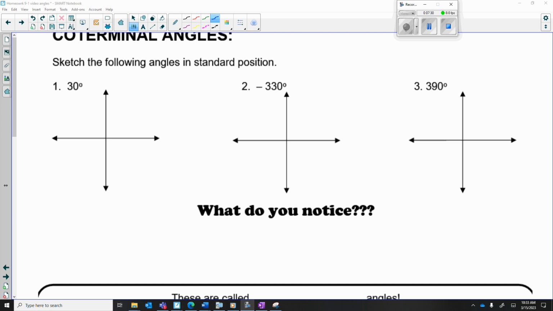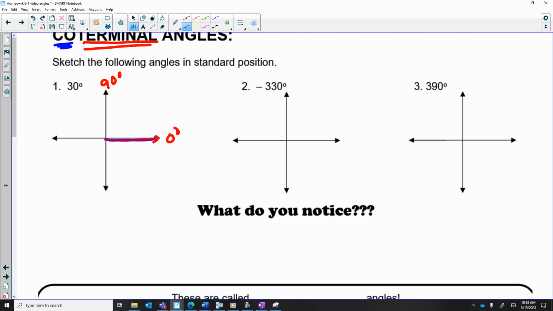So the last thing we're going to talk about is called coterminal angles. You see the word co, and I'm hoping you're already thinking sharing. Terminal means end. So let's see what I mean by this. If I were to sketch 30 degrees in standard position, I would start here at 0, and I would just end a little bit in quadrant 1, like right about here. That would be the terminal side.